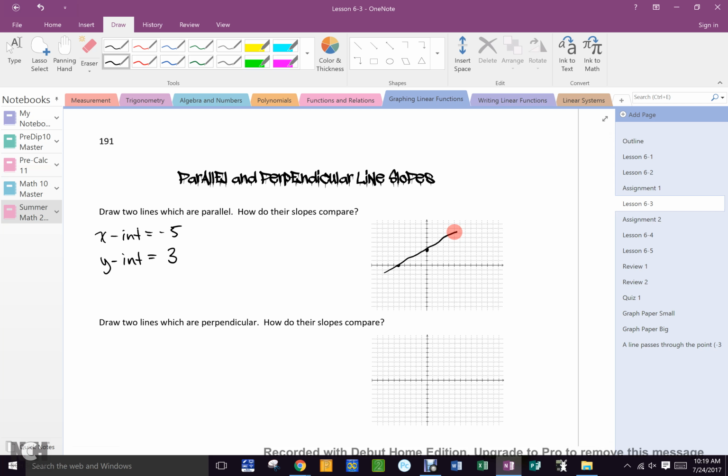Everybody good? Okay. Now, graph another line. My x-intercept is +5, and my y-intercept is -3. Everyone agree? Okay. Those two lines are parallel. Why?